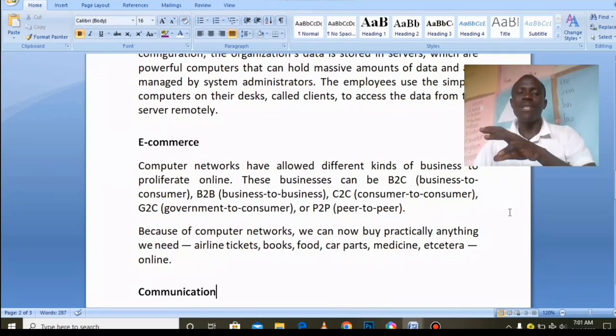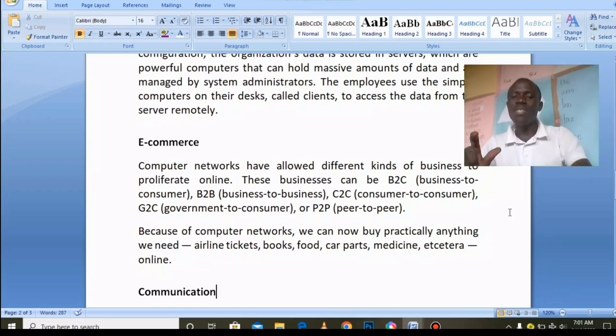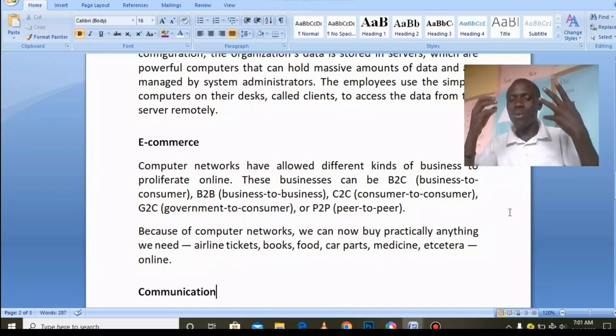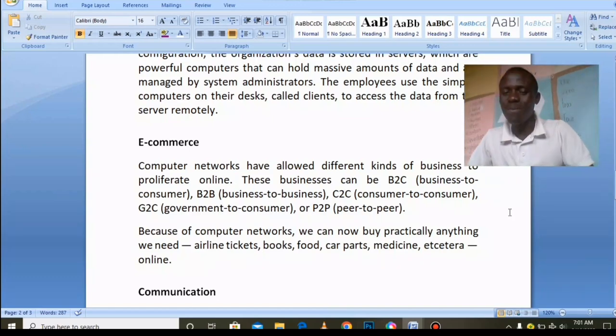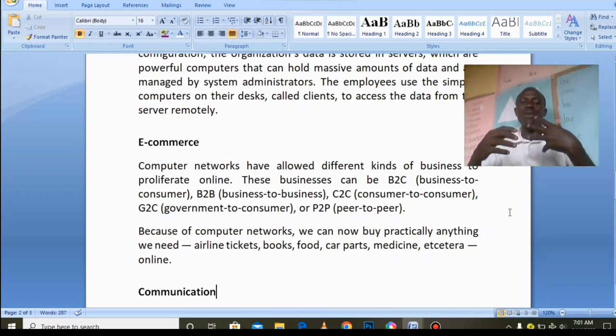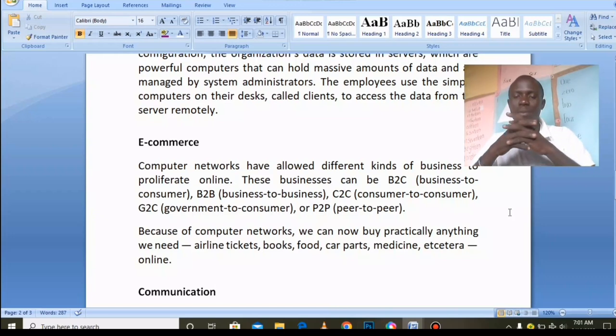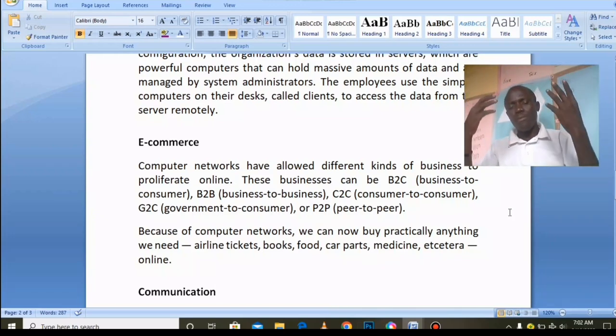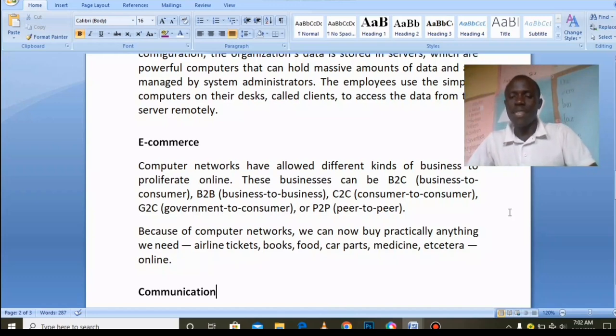Another point is that these computer networks enable e-commerce, or what we call electronic commerce. What is electronic commerce? Computer networks have allowed different kinds of business to operate online. These businesses can be B2C, business to customer, B2B, that is business to business, and C2C, consumer to consumer. We also have G2C, that is government to consumer, or P2P, that is peer to peer. All these are types of e-commerce, or what we call electronic commerce.